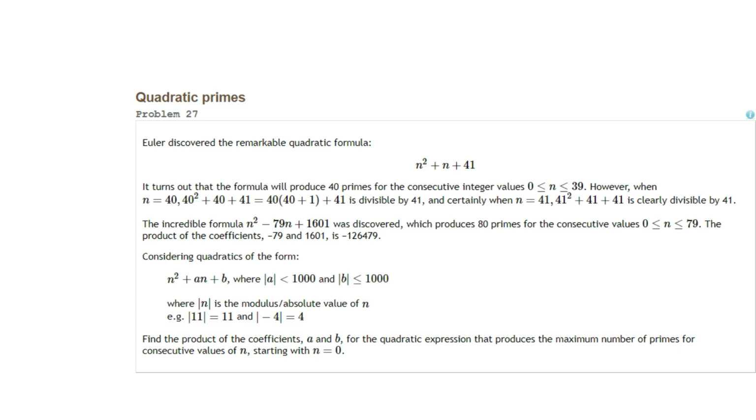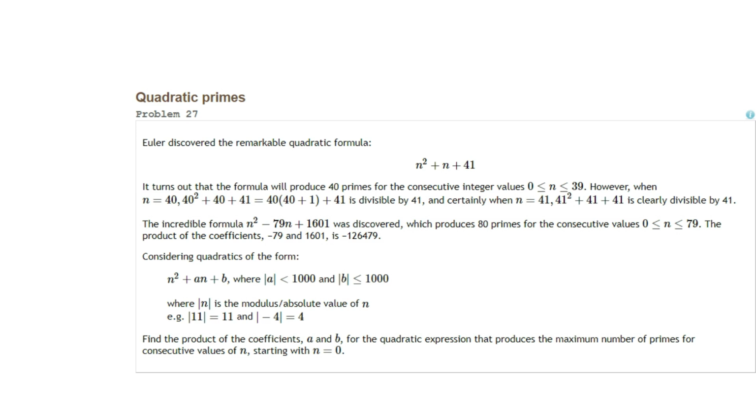I think there's a lot of details in the way they formulate this that are lost when we copy and paste this as plain text, so that's why we have this in image form, and there's a lot to take in here. We are looking at quadratic primes. Euler discovered a remarkable formula, n squared plus n plus 41, and it is remarkable because it turns out that the formula will produce 40 primes for consecutive integer values of n from 0 to 39.